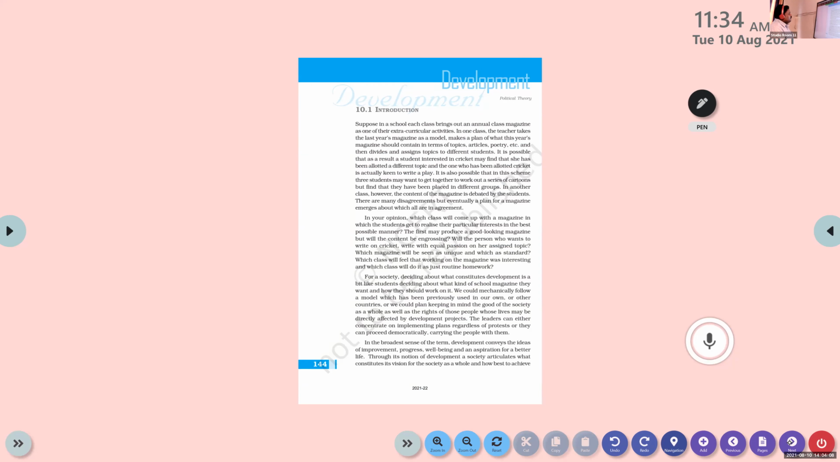So what is lacking here? A vision is not there. They have not thought about the result. They just want to complete the task, not get a good result. That is not good.